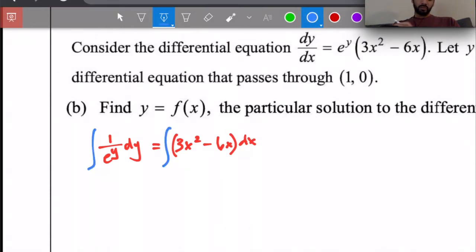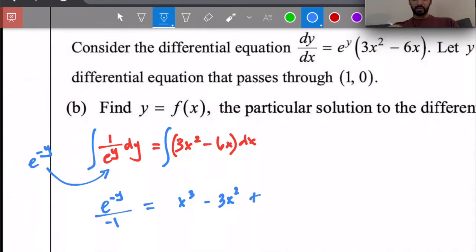Integrate both sides. Okay, so 1 over e to the y is e to the negative y. And whenever I antiderive anything with e in it, it's itself again, but then divided by the derivative of the exponent. So the derivative of negative y is negative 1. Then I got equals, antiderive all of these terms, so I got x cubed minus 3x squared plus c.